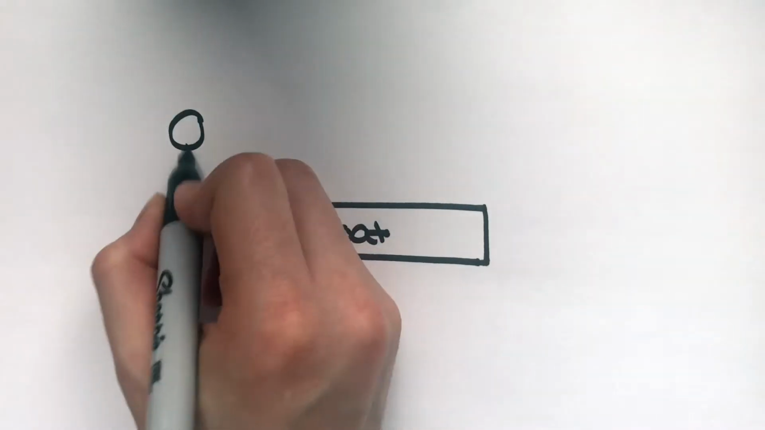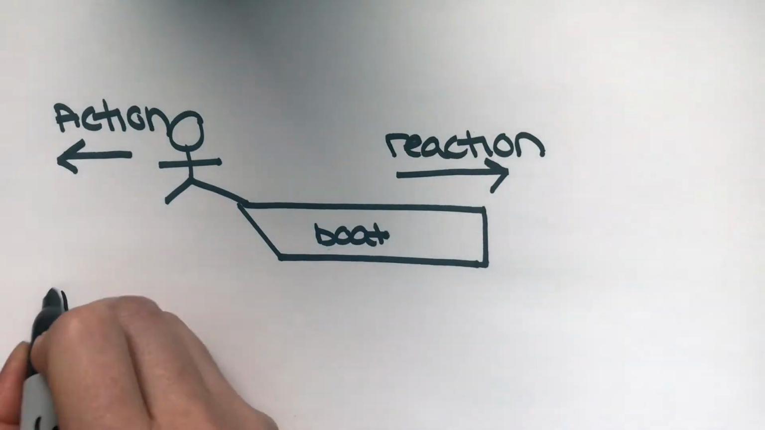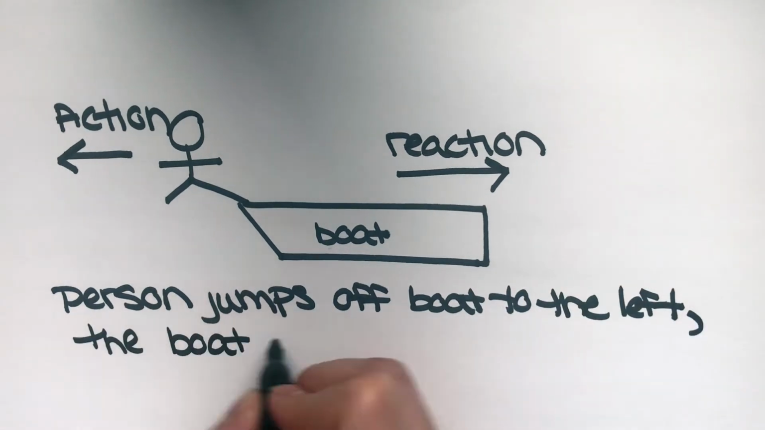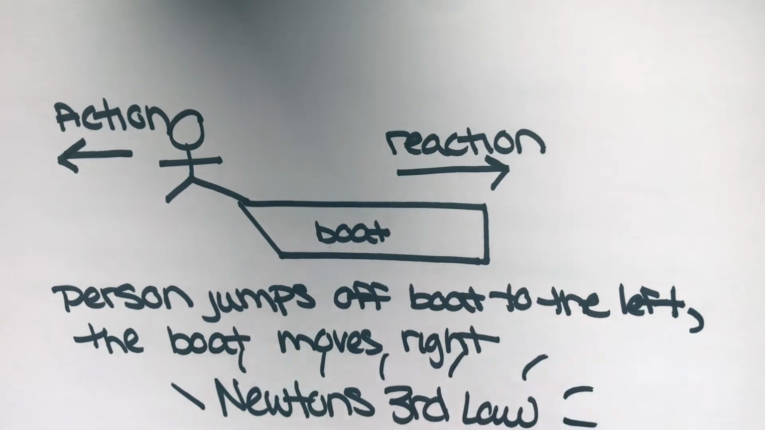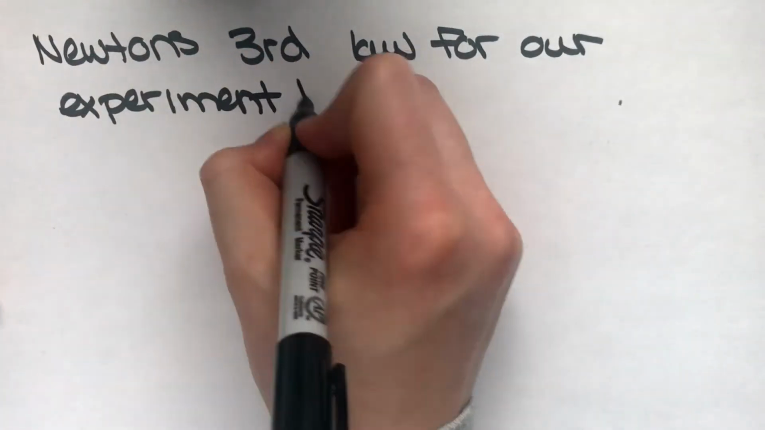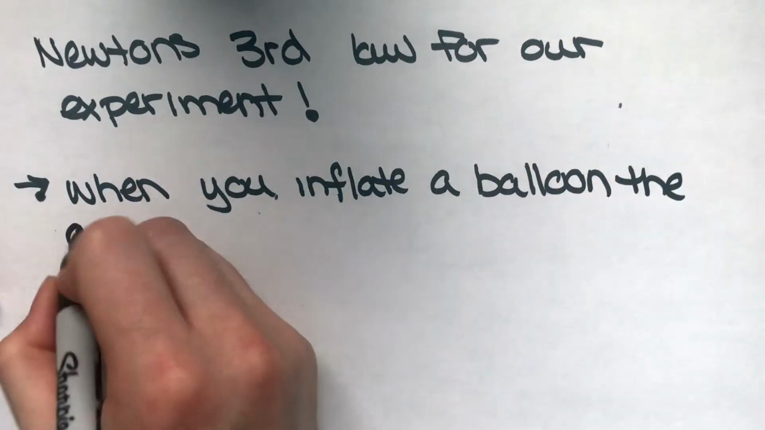As previously mentioned, Newton's third law of motion states that for every action there's an equal and opposite reaction. In this example, the action force is the person dismounting the boat to the left. The reaction force is the boat moving to the right. Try this. Push your hand as hard as you can into the wall. It doesn't break the wall. Why? Because the wall exerts an equal and opposite force on your hand.